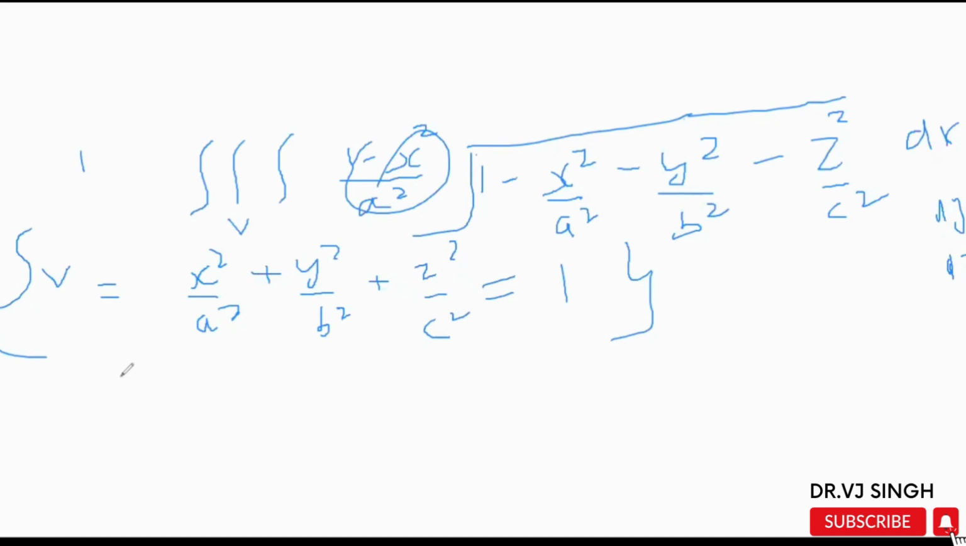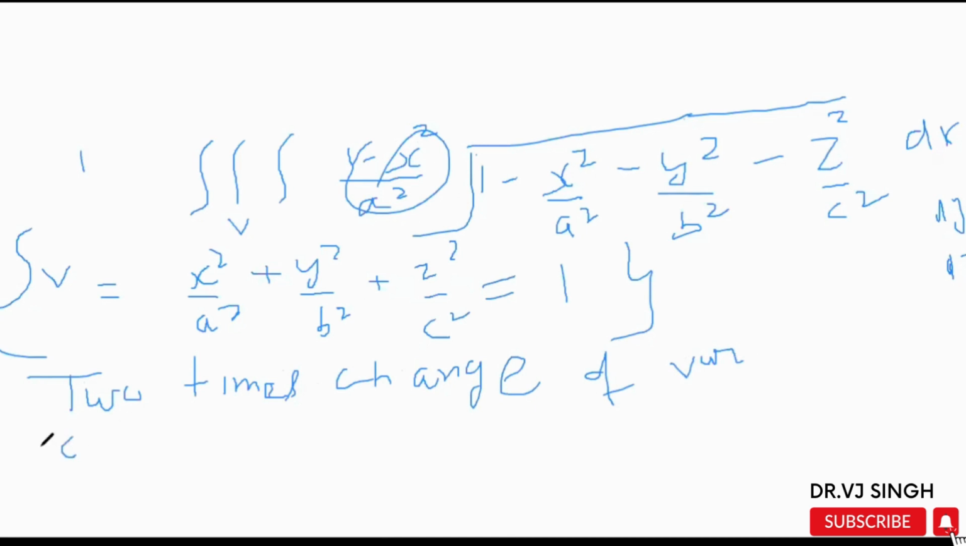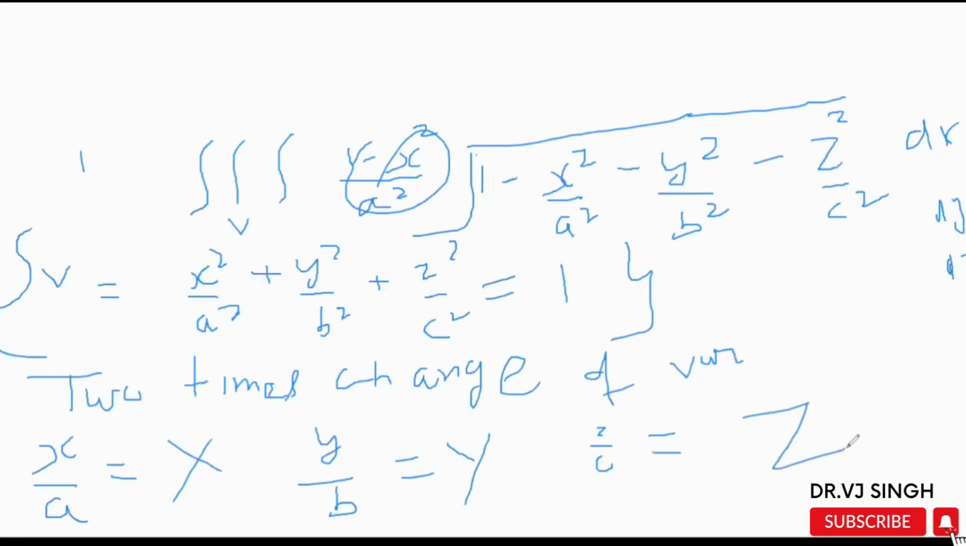तो यही मैंने बताया था। This is a very important question in which we apply two times change of variable. पहले वही चेंज करेंगे, x by a को क्या पुट करेंगे, capital X, y by b को capital Y, और z by c को capital Z। तो पहले हम small x, y, z को capital X, Y, Z में change करेंगे, तो ये सारा capital X, Y, Z में बन जाएगा। Then we change into spherical polar coordinate.